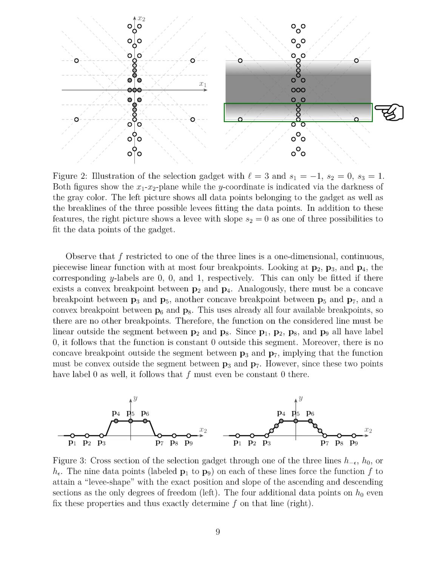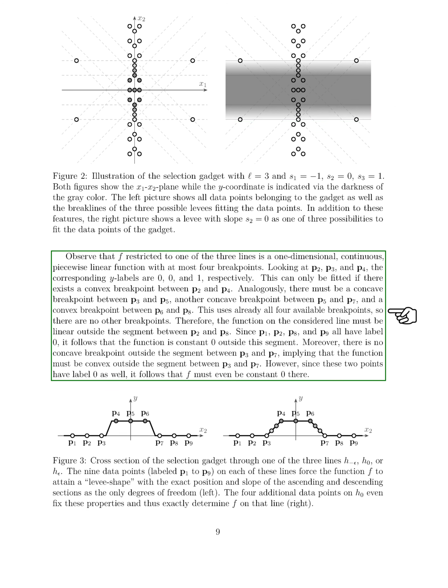The function on one of these lines is a one-dimensional, continuous, piecewise linear function with at most 4 breakpoints. Looking at the points P2, P3, and P4, we see that the corresponding y values are 0, 0, and 1, respectively. This can only be the case if there's a convex breakpoint between P2 and P4. Similarly, there must be a concave breakpoint between P3 and P5, another concave breakpoint between P5 and P7, and a convex breakpoint between P6 and P8. This uses up all 4 available breakpoints, so there can't be any other breakpoints.